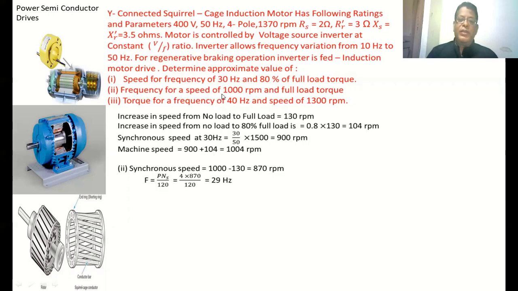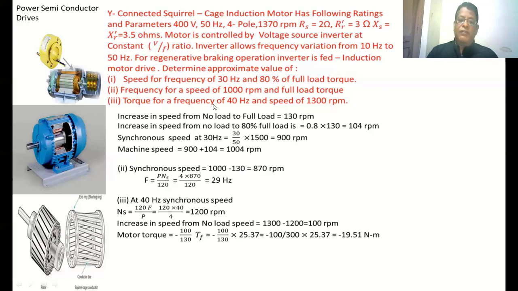Now the frequency at a speed of 1000 RPM and full load torque. The synchronous speed is equal to 1000 RPM minus the increase in speed at full load, which is 130 RPM. So 1000 minus 130, we are getting 870 RPM. This is the synchronous speed. Now we are going to calculate how much frequency. Now this value is equal to P Ns by 120. Substituting all the values, we are getting 29 Hz.